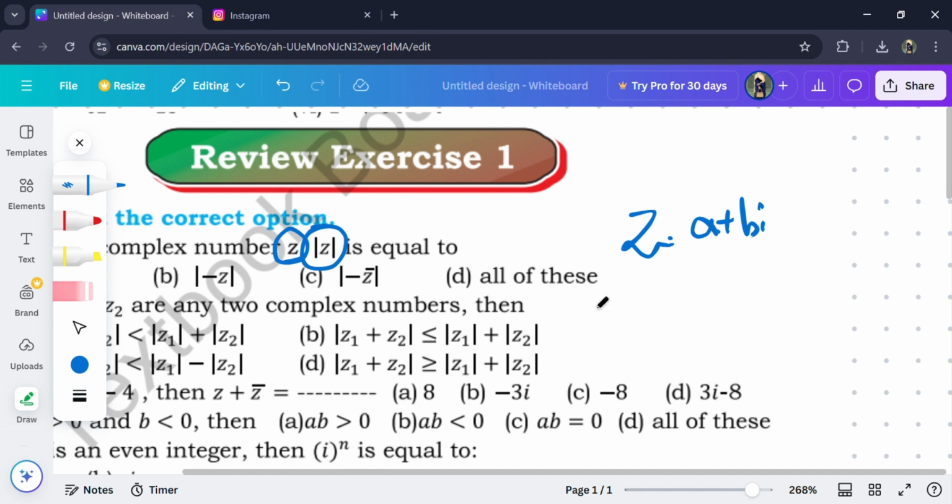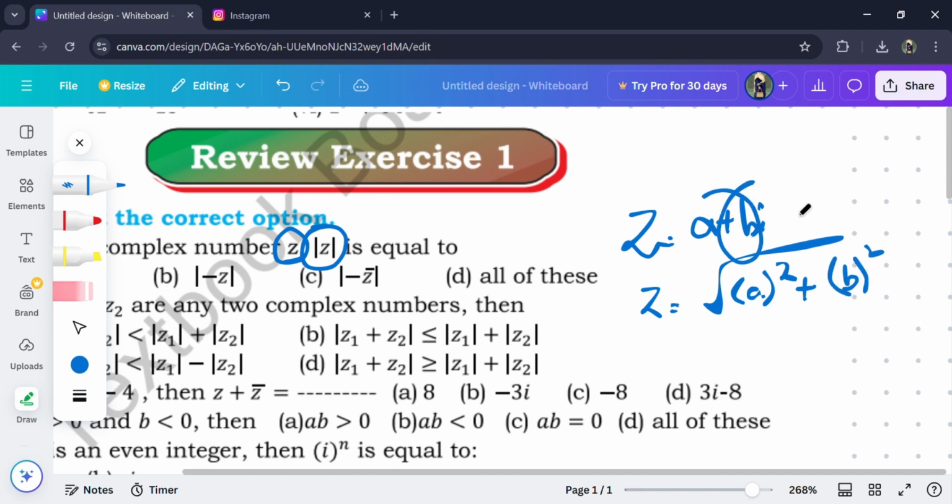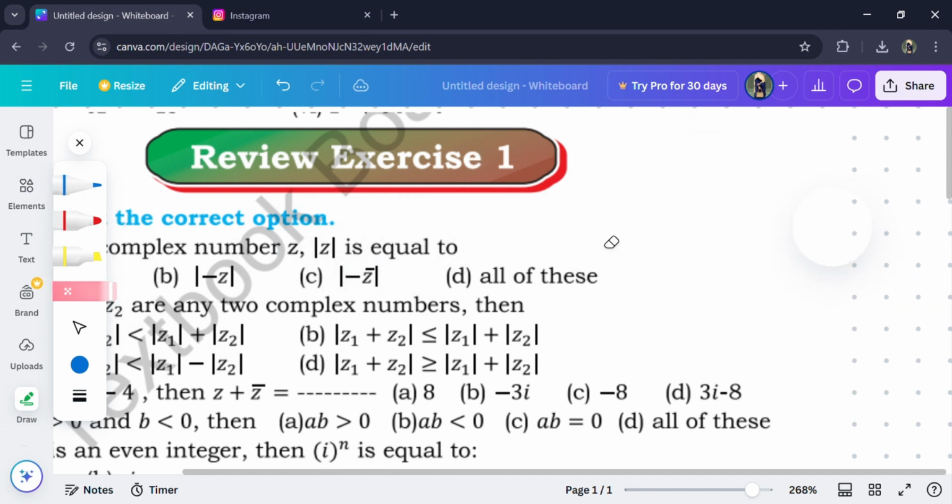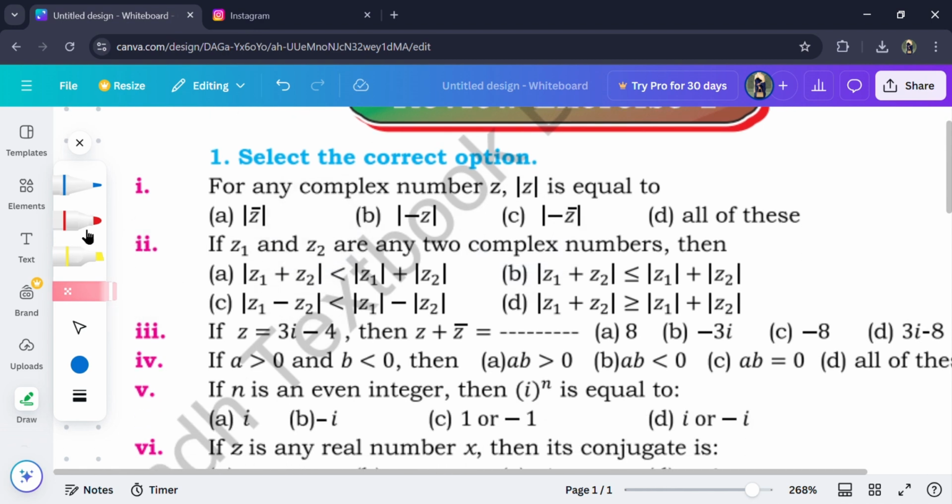Now, what does it mean by the mod of z? Whenever you have to take a square root, you square a plus, then you square b of the imaginary part. So in this case, this is known as the mod of that complex number. Now in the question they are asking what the possibilities for the answer of mod could be.